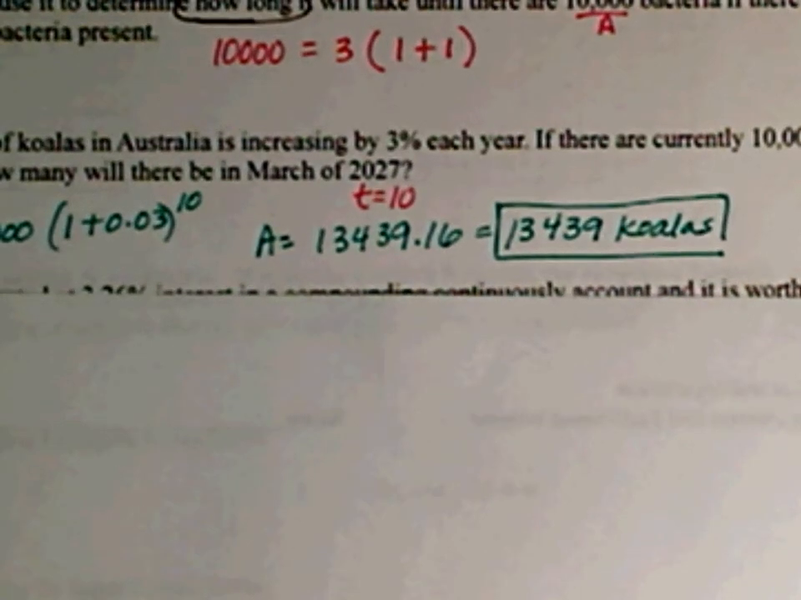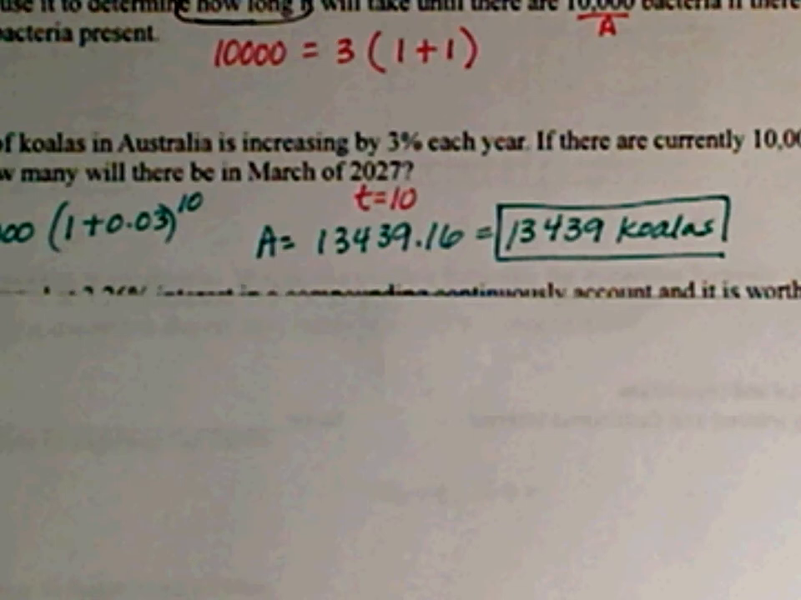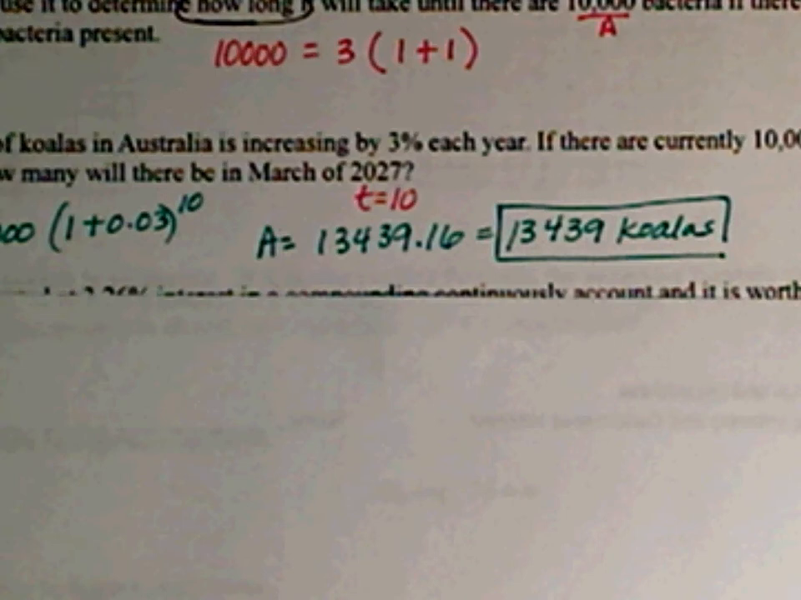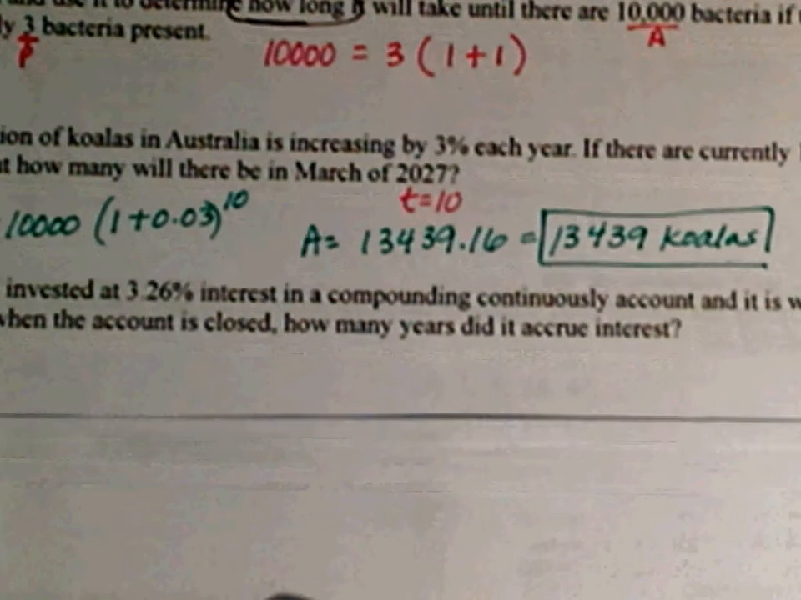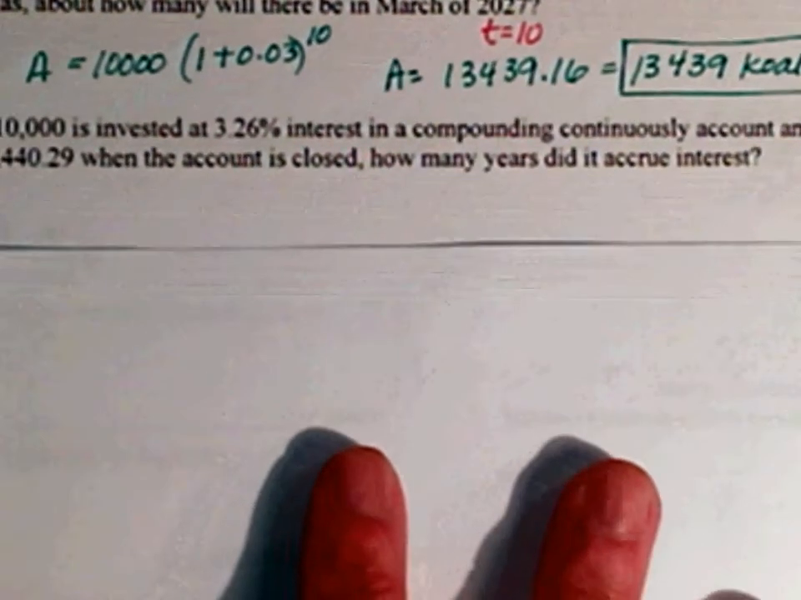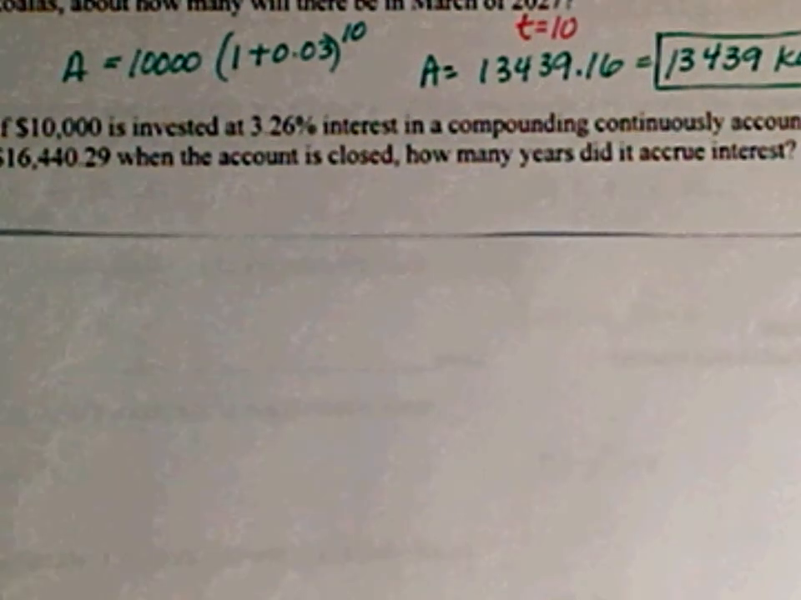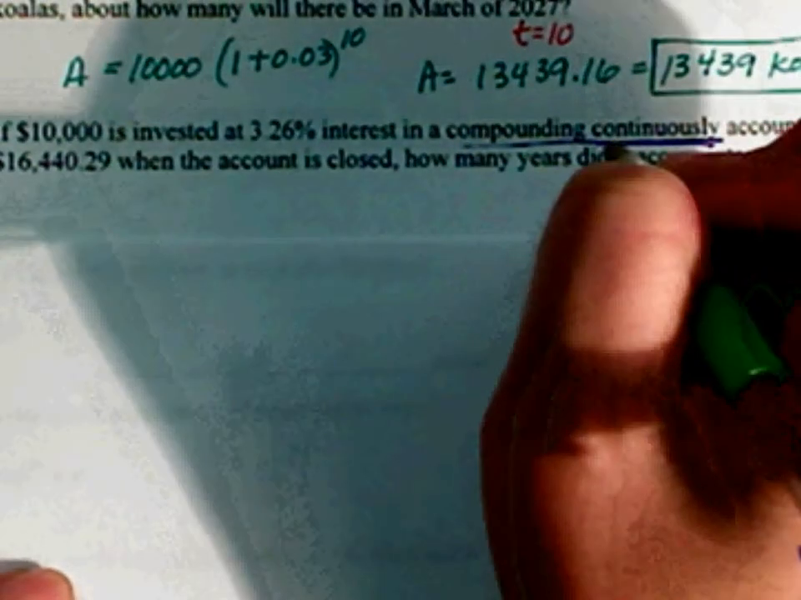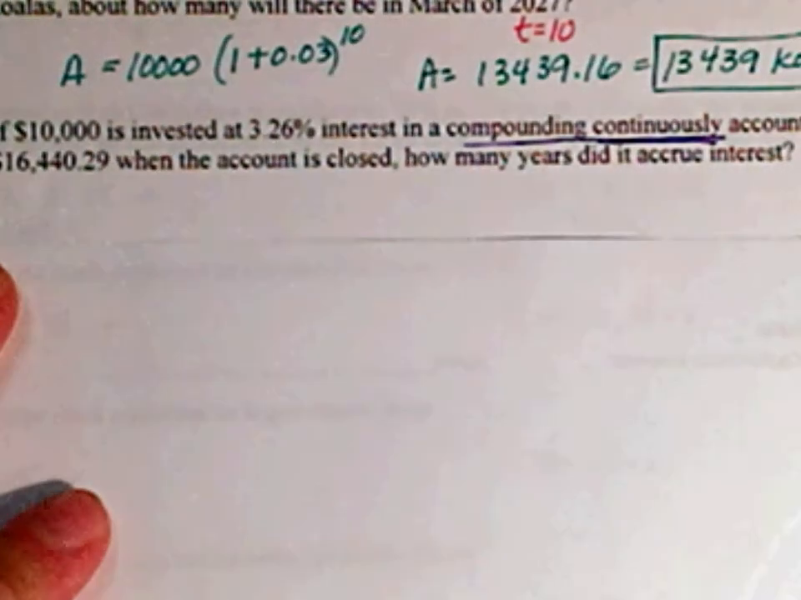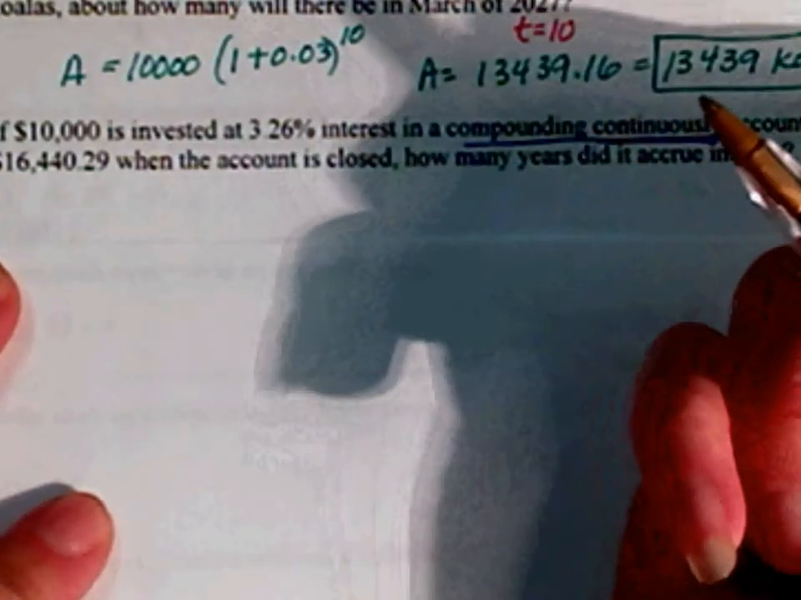Any questions? All right, I got it now. Number 6, we'll come back. Okay, next one, number 8. If $10,000 is invested at 3.26% compounded, keyword here, what's the keyword? Continuously. And it is worth that much when the account is closed, how many years did it accrue?